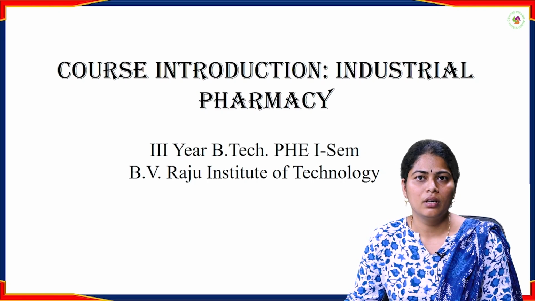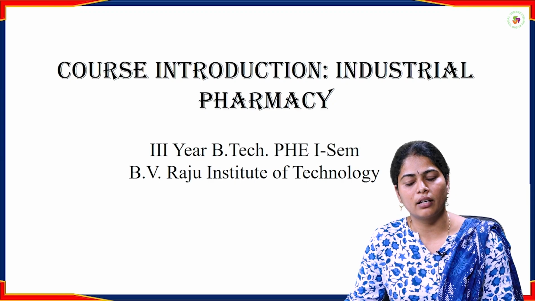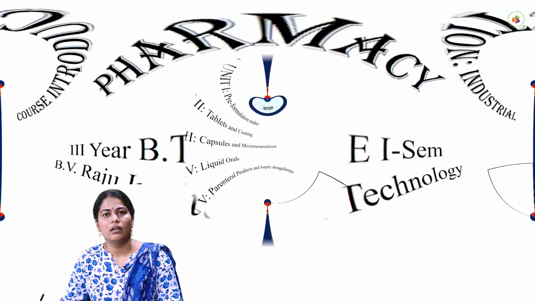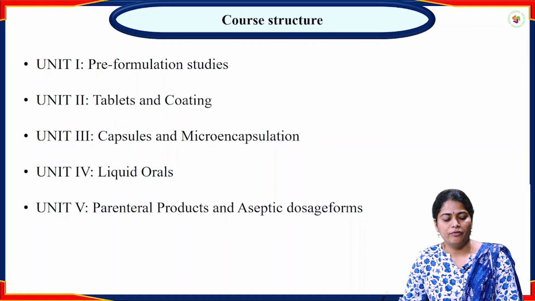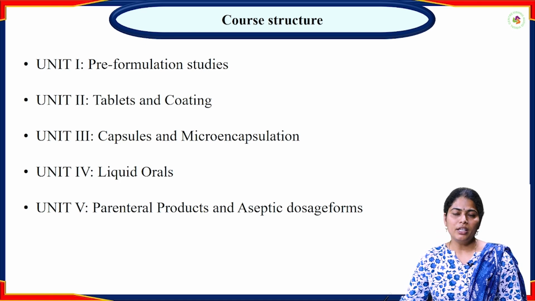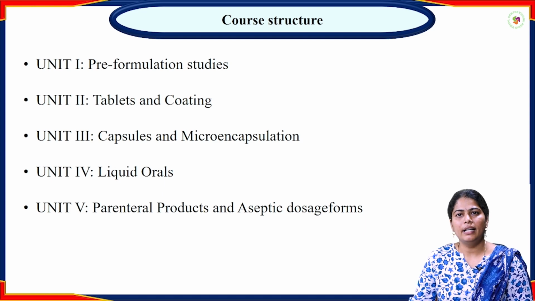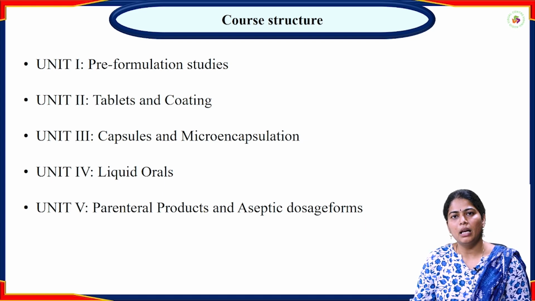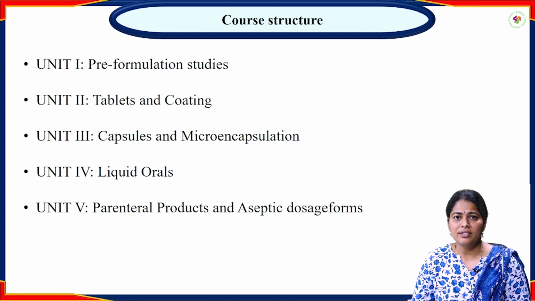On today's session, I'd like to discuss the course introduction of Industrial Pharmacy. Here it includes 5 units. In the first unit, we'll discuss the pre-formulation studies. In the pre-formulation studies, mainly we'll discuss all the physical and chemical parameters of the drug molecule, as well as some pre-formulation aspects which are studied before any formulation if you would like to do.